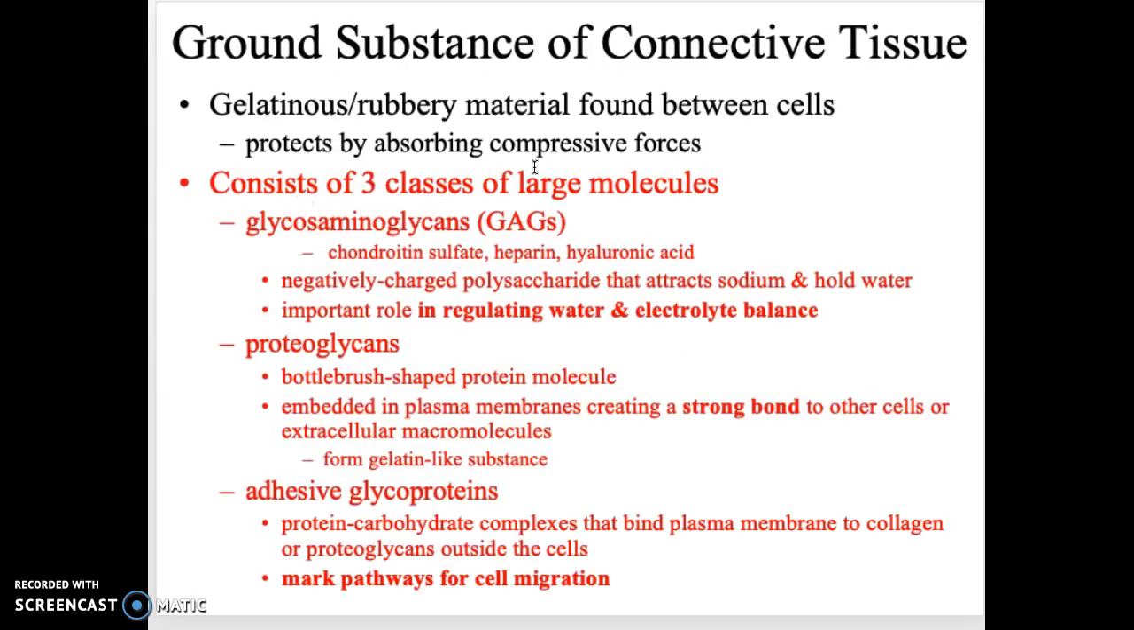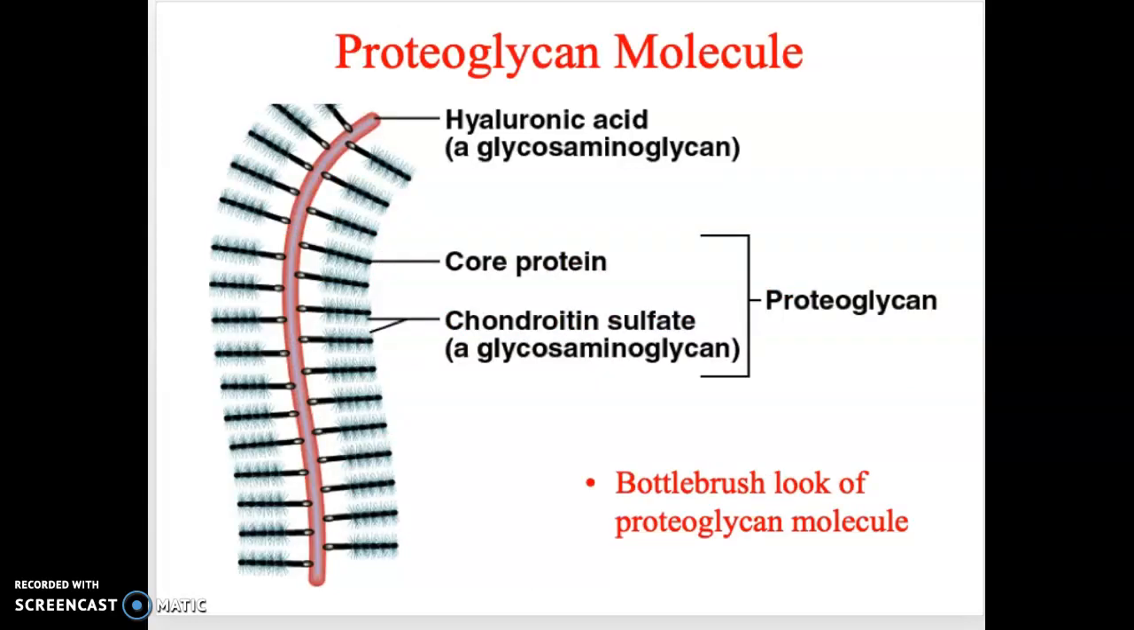The ground substance is just this gelatinous, rubbery, kind of gooey, jello-y material that's found between the cells. It's made out of lots of different molecules. I don't care that you know the specifics of it for this intro Bio 201 class. This is a picture of one of the molecules found in the ground substance.